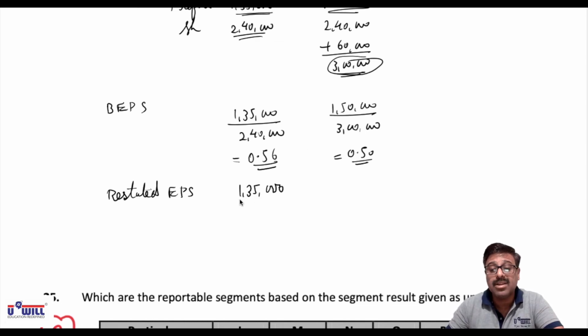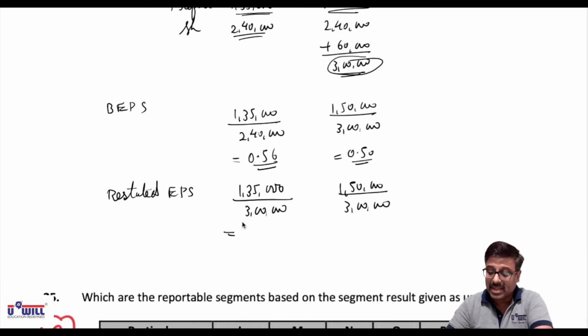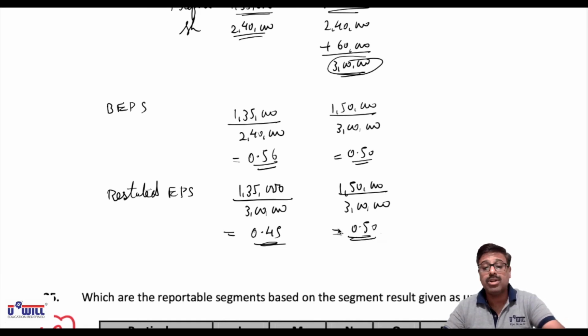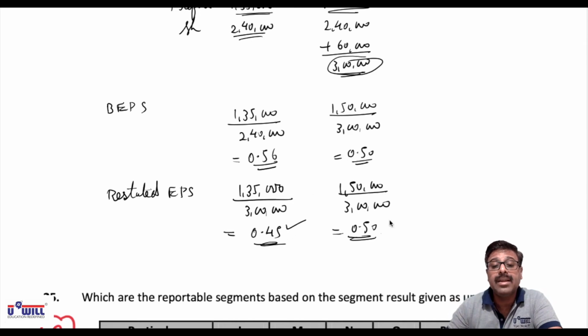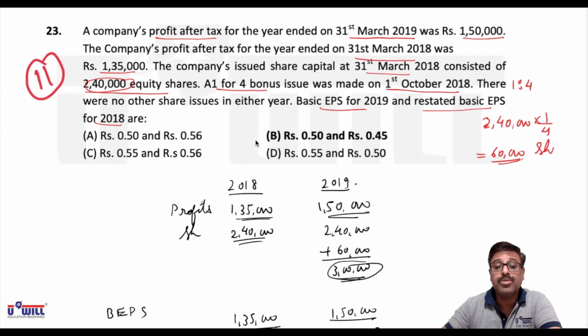Bonus shares will be included from the earliest period reported. So restated or reported EPS for both the years: this year will become 1,35,000 divided by 3 lakhs, 0.45, and this 0.5 is already including the bonus shares. So when you report to the shareholders, you will not report 0.56 and 0.5, you will report 0.45 and 0.5. Let us see this one. Option B, 0.45 and 0.5.